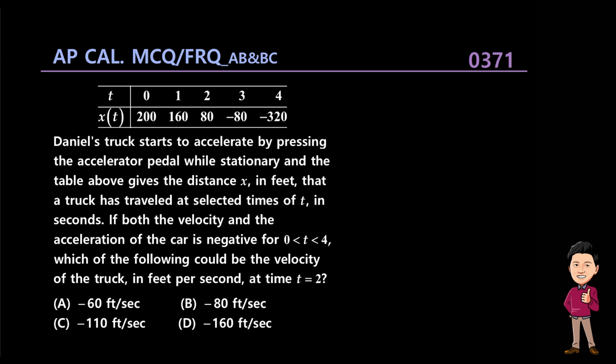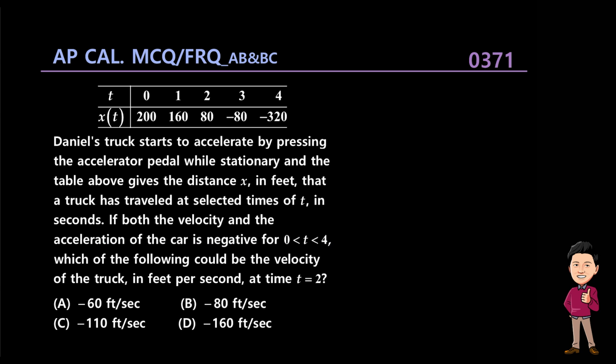Question 371. Daniel's truck starts to accelerate by pressing the accelerator pedal while stationary, and the table above gives the distance x in feet that a truck has traveled at selected times of t in seconds. If both the velocity and the acceleration of the car are negative for t between 0 and 4, which of the following could be the velocity of the truck in feet per second at time t equal to? The key phrase is that both the velocity and the acceleration of the car are negative in this interval.